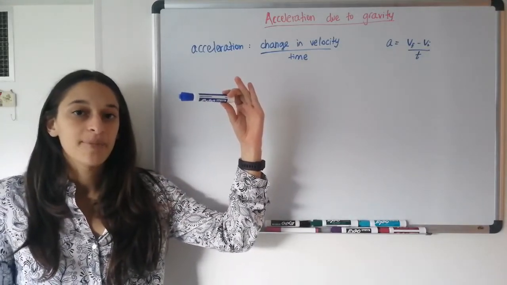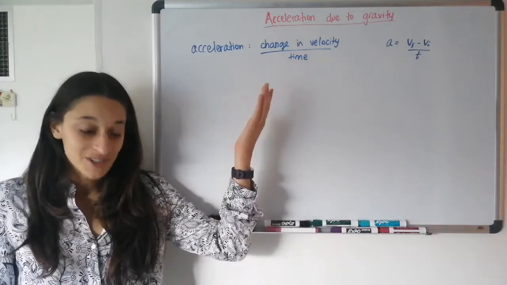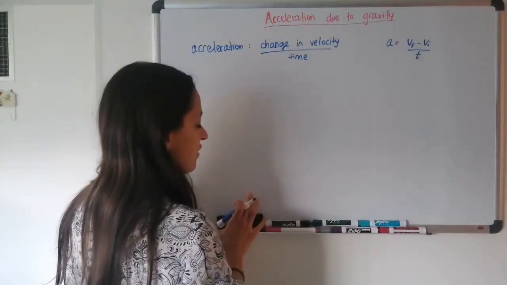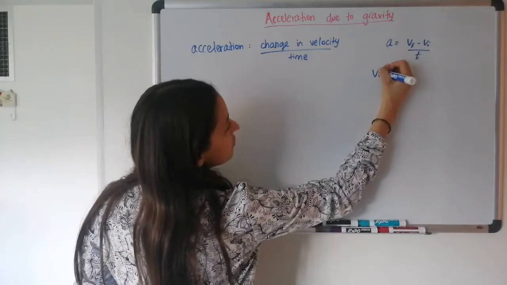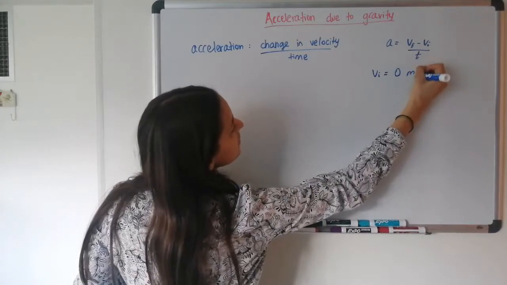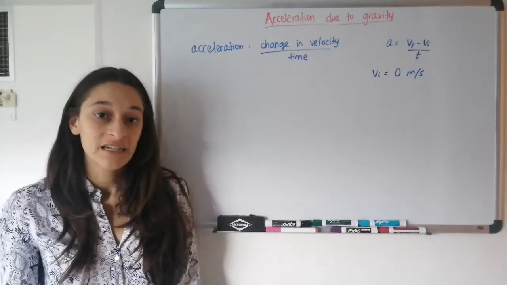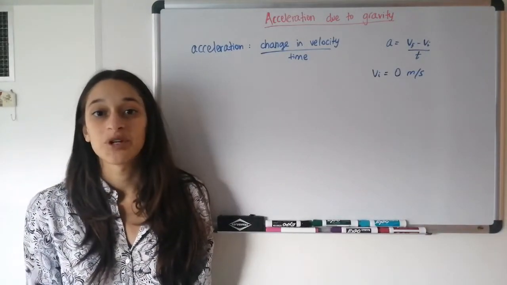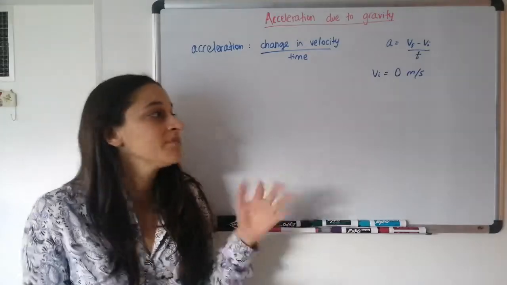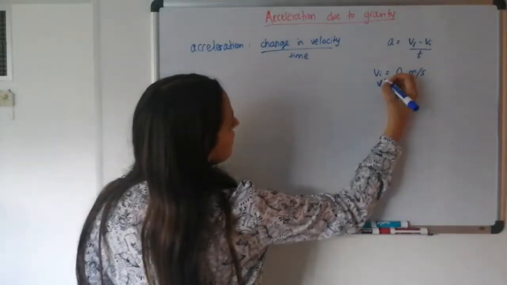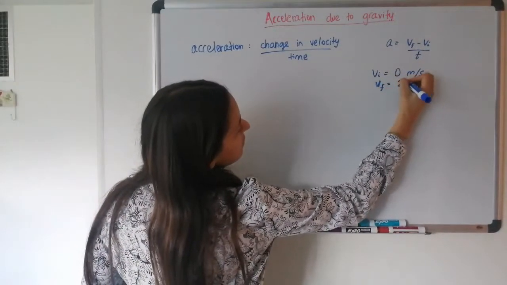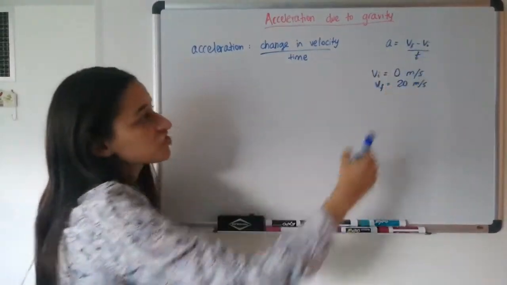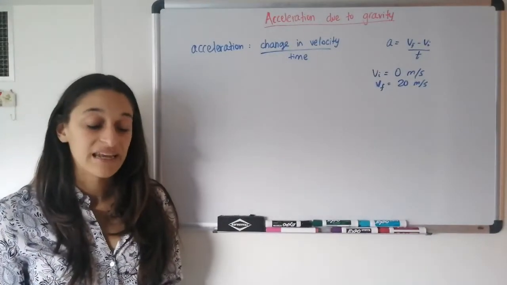So I have this marker here, and right now it's just staying right there. But if I let go, what happens? It falls. When it was up here, it was at rest. That means that its initial velocity was 0 meters per second. But right before it touched the ground, its velocity was not 0 anymore. Let's say it was 20 meters per second. So since we have a change in speed, there has to have been an acceleration.